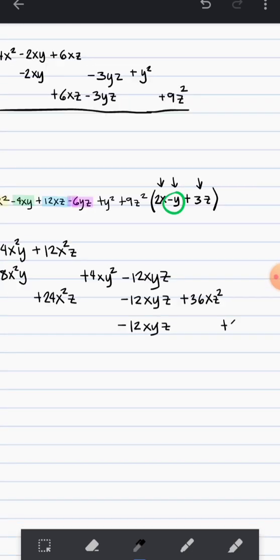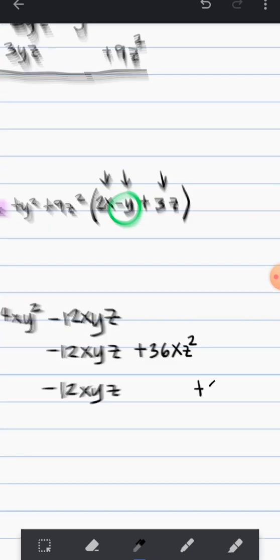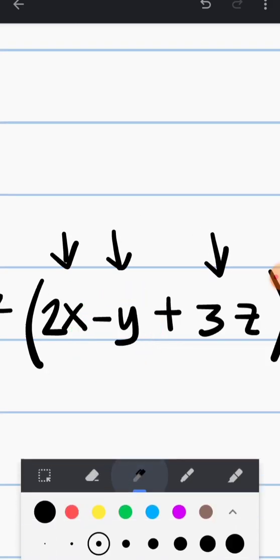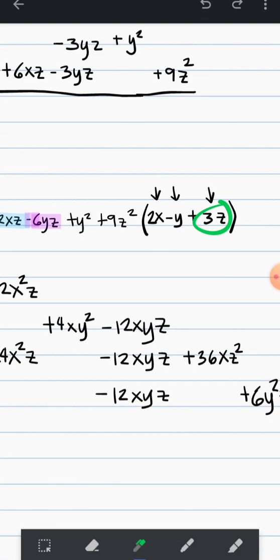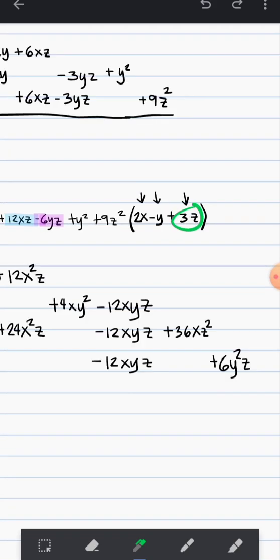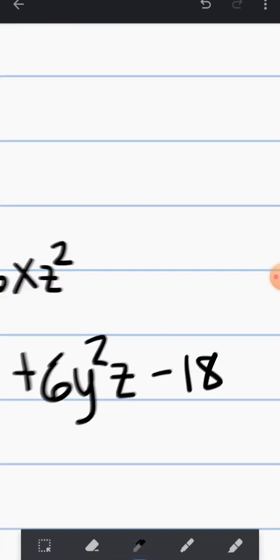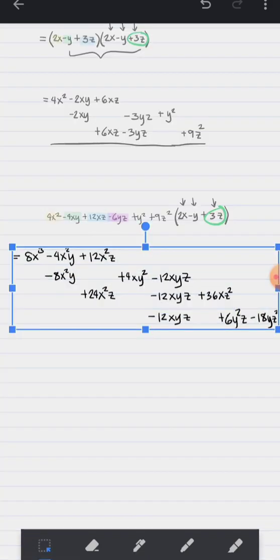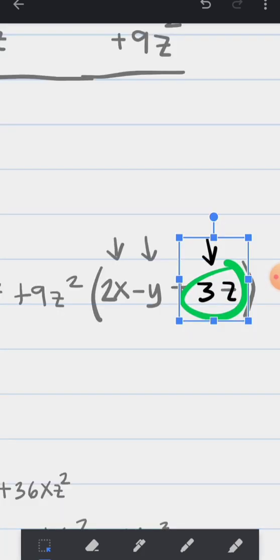Positive, right? Positive 6y squared z. Alright, and then this term, 3z. Negative 6yz times 3z is negative 18yz squared. We don't have negative 18yz squared yet, so we just write it. And then we're done with this 3z.